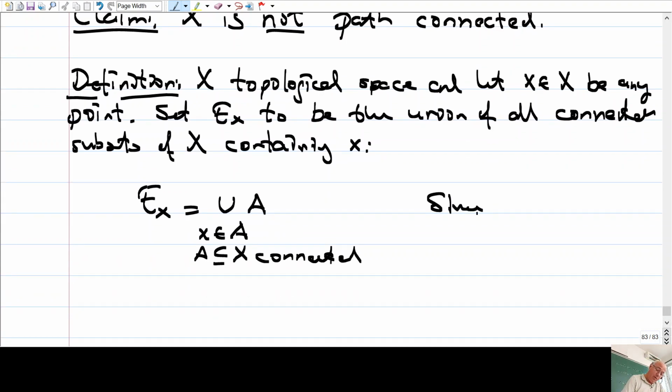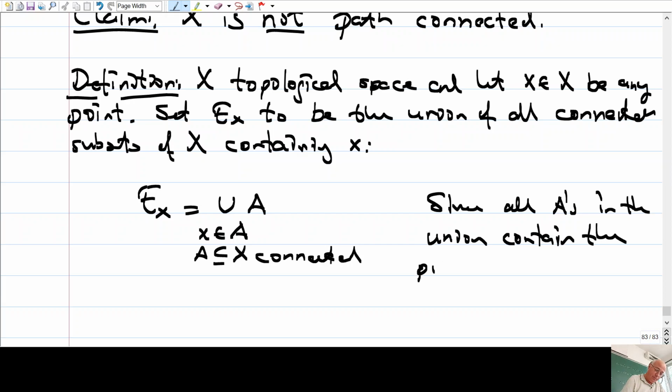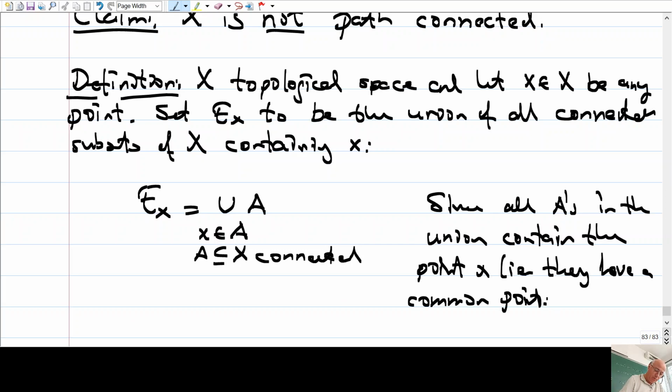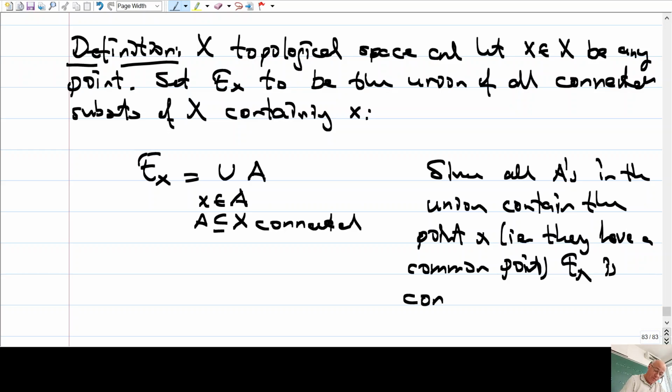Since all A's in the union contain the point x, they have a common point. Okay, E_x is connected.